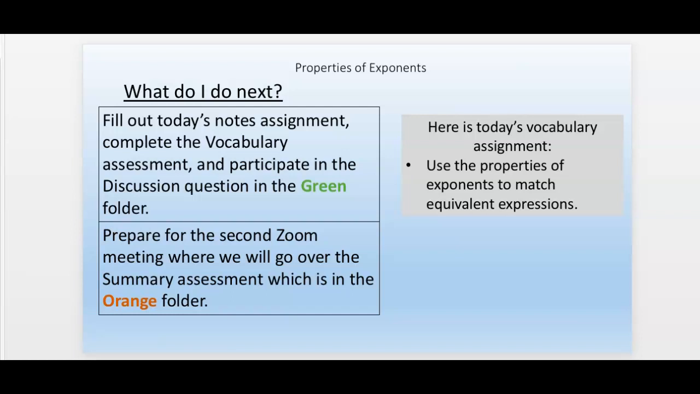Guys, and then prepare for the second Zoom meeting. We're going to go over the summary assessment. It's in the orange folder. Why don't you just open it up and take a look at it? You could always attempt it once if you want. All right? And here's today's vocabulary assignment right here, okay? It's a 1-question matching.